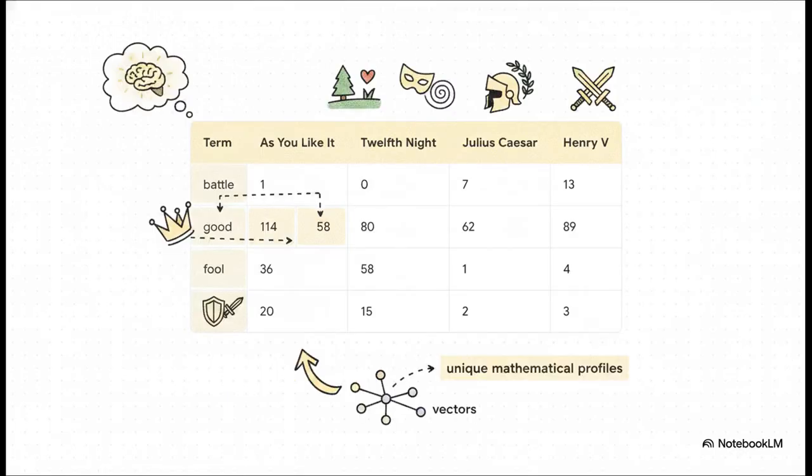Let's see how this actually builds up when we look across multiple documents. Check out this term document matrix for 4 of Shakespeare's famous plays. Every column is a document, and every row is a specific word. Take a look at the word fool. It pops up 36 times in As You Like It and 58 times in Twelfth Night, but only once in Julius Caesar. On the flip side, the word battle is super heavy in Henry V, but basically non-existent in the comedies. Just by counting words, we've essentially built these incredibly unique mathematical profiles, or vectors, for completely different texts.